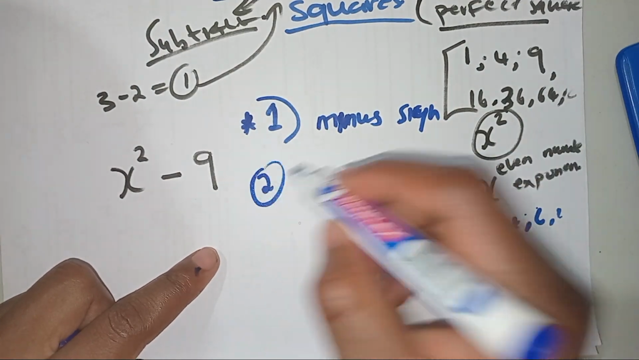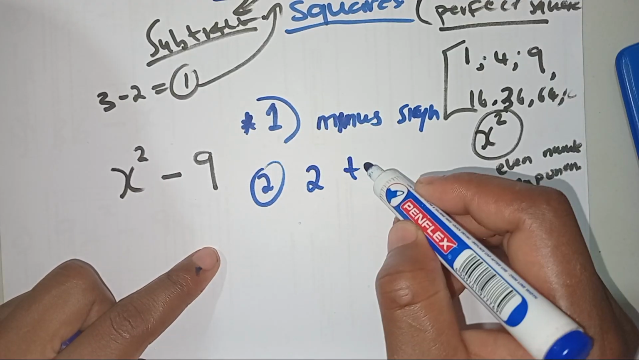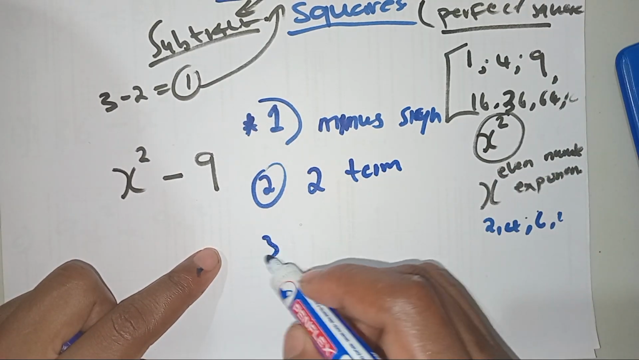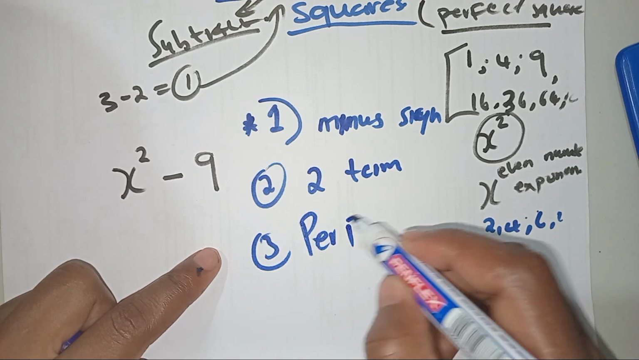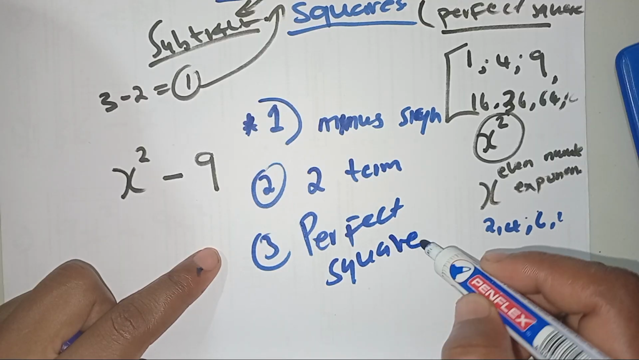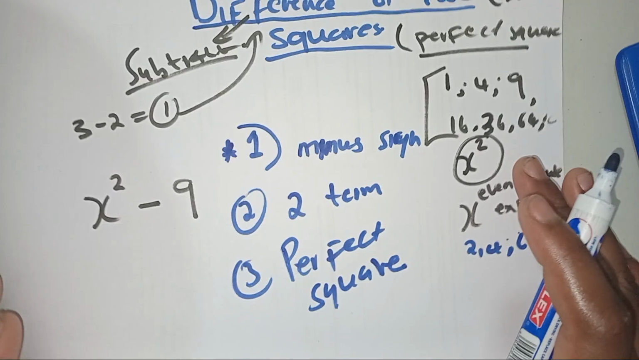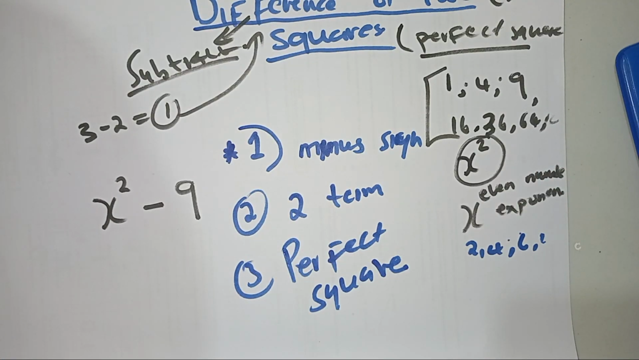The second thing you have to ensure is that there are two terms, and those two terms are perfect squares. So those are the three things that you have to be looking for when you have such expressions, right, guys?